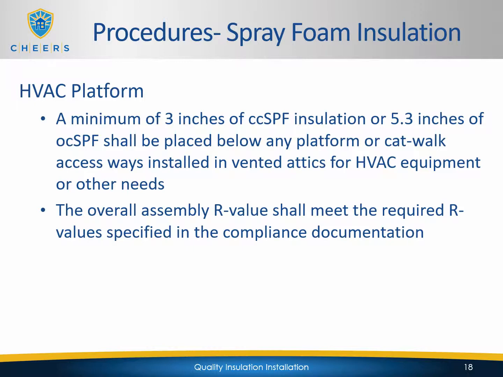For HVAC platforms, a minimum of 3 inches of closed cell spray foam insulation or 5.3 inches of open cell spray foam insulation shall be placed below any platform or catwalk access ways installed in vented attics for HVAC equipment or other needs. The overall assembly R value shall meet the required R value specified in the compliance documentation, or CF1R.